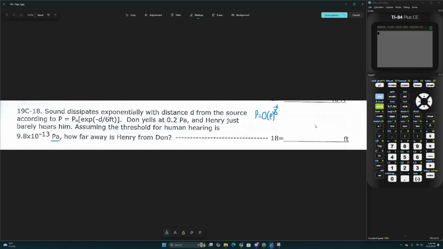So knowing that, let's look at the problem. Don yells at 0.2 PA, and Henry just barely hears him. Assuming the threshold for human hearing is that, how far away is Henry from Don? So the end sound level is this right here. This is the end result. So it's 9.8 times 10 to the negative 13th. And the original is 0.2, it looks like. That's what he yells at.